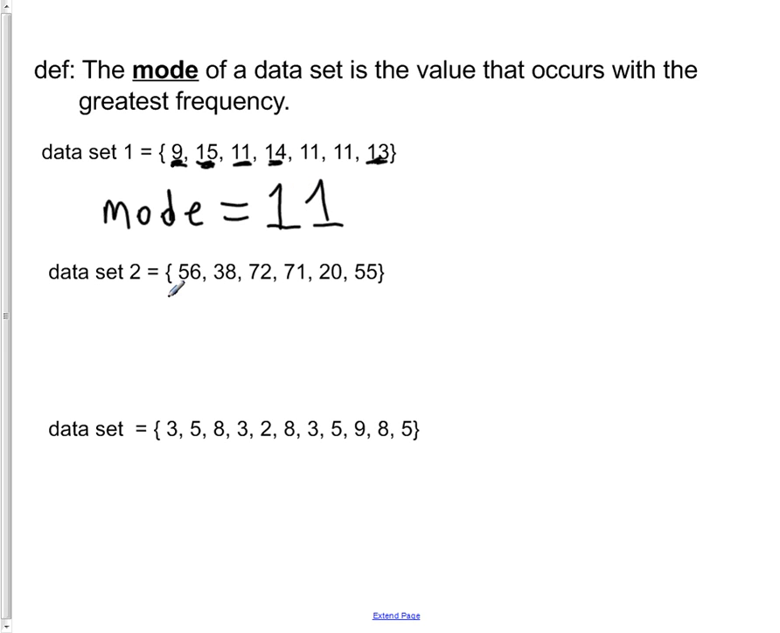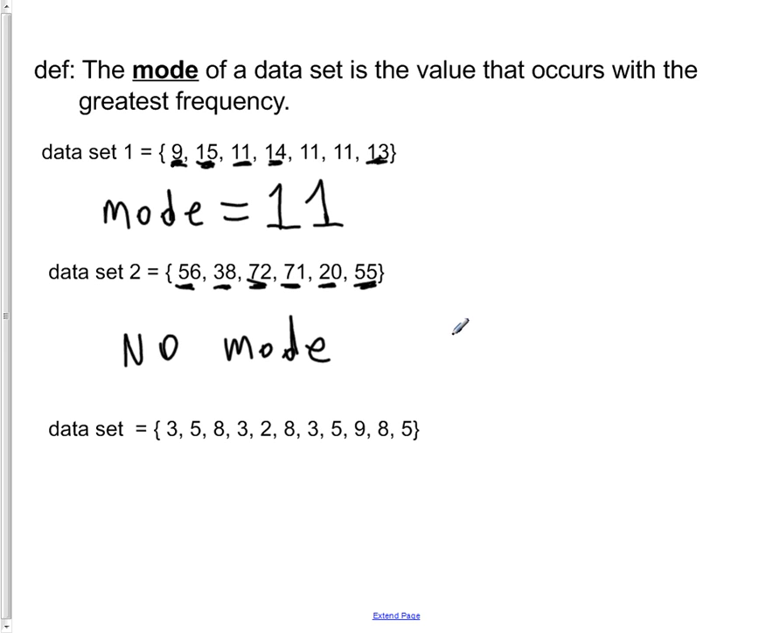All right, data set 2. Let's see, I have 56 that occurs once, 38 that occurs once, 72 that occurs once, 71 that occurs once, 20 occurring once, and 55 occurring once. So this data set actually has no mode because there is no data value that occurs with greater frequency than any other. So this data set 2 has no mode. And it is possible for a data set to have no mode, as we've just seen.